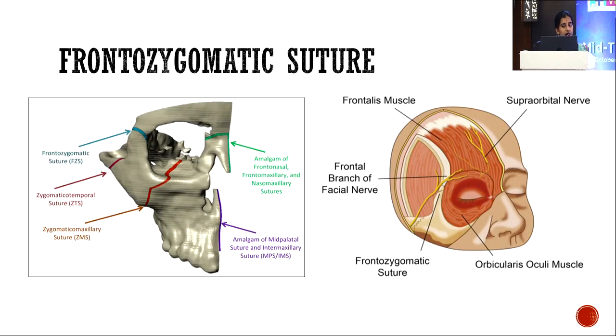So coming to a brief anatomy, this is the most common part where we get the dermoid cyst, followed by the zygomatico-temporal suture, zygomatico-maxillary suture, and the medial dermoid cysts, they can arise from any of the sutures like frontomaxillary and nasomaxillary sutures.